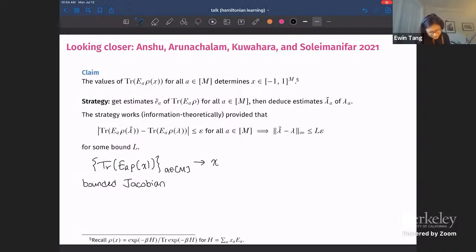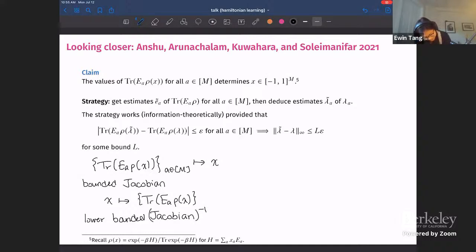So it's a little bit weird having this map from the marginals to the coefficients. Instead, we can analyze the map from the coefficients to the marginals, and then show that the corresponding Jacobian is lower bounded. I think this is an equivalent statement, or maybe it just implies it. In other words, the Jacobian inverse is bounded.